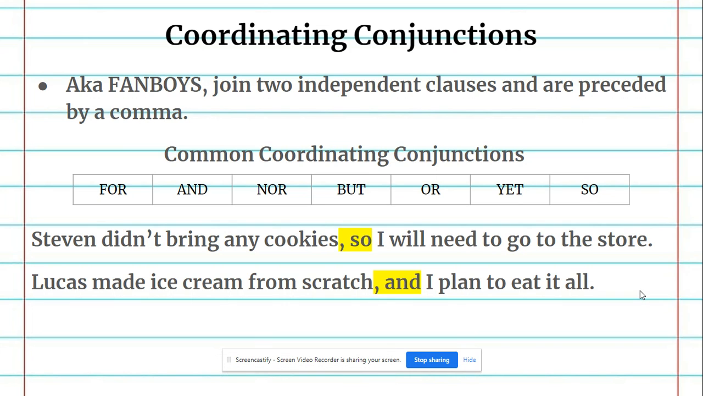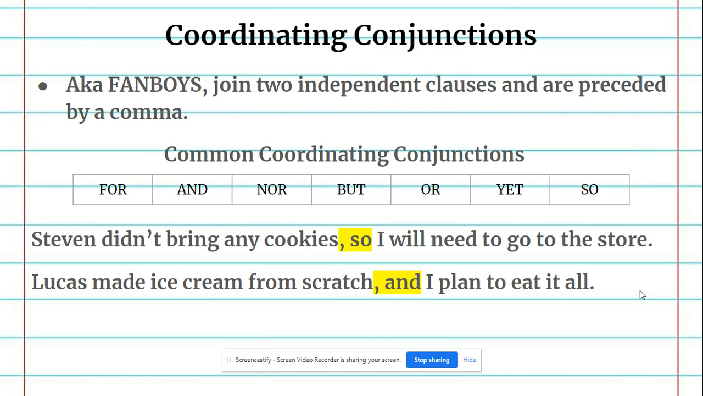Coordinating conjunctions, aka FANBOYS, join two independent clauses and are preceded by a comma. Common coordinating conjunctions are for, and, nor, but, or, yet, so. An easy way to remember these is to remember the acronym FANBOYS.